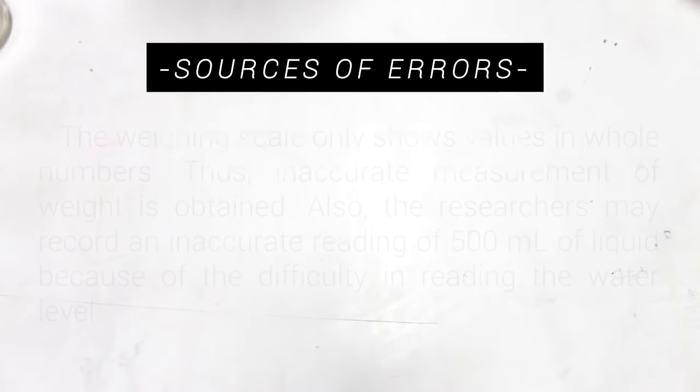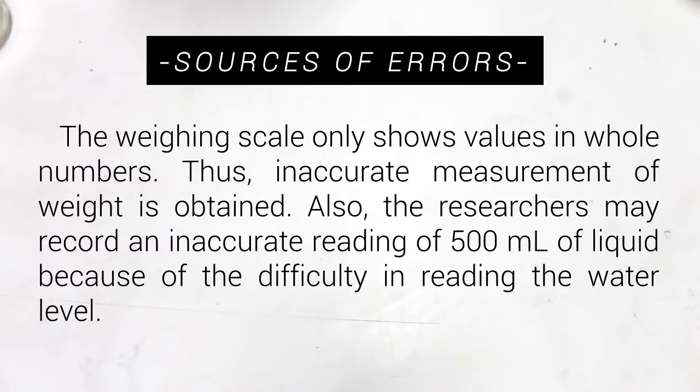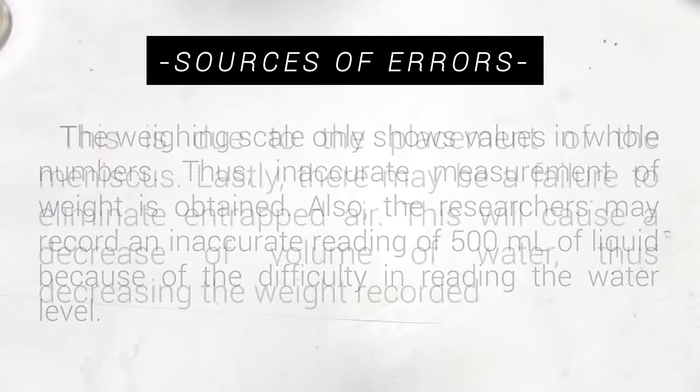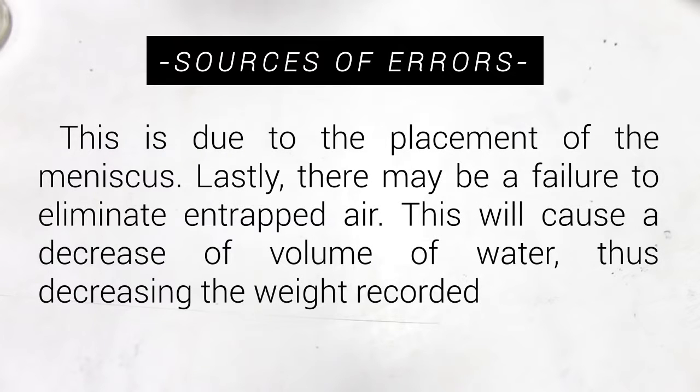Sources of errors. The weighing scale only shows values in whole numbers, thus an accurate measurement of weight is not obtained. Also, the researchers may record an inaccurate reading of 500 ml of liquid because of the difficulty in reading the water level. This is due to the placement of the meniscus. Lastly, there may be a failure to eliminate entrapped air. This will cause a decrease of volume of water, thus decreasing the weight recorded.